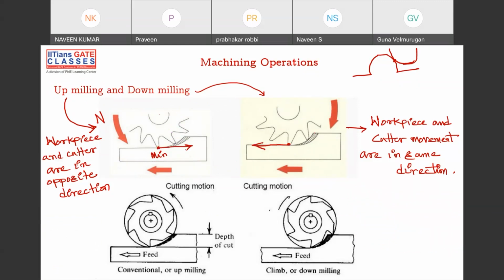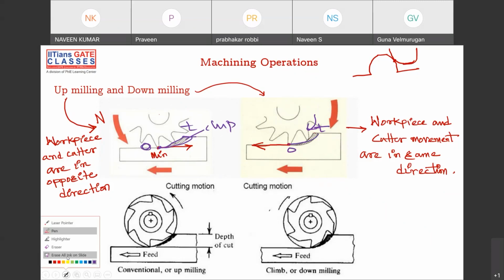A very important point here is that in up milling, you see the chip thickness is starting from zero. All the shaded part here is chip thickness. This is the chip actually, and it is starting from zero thickness to maximum thickness. And here it is starting from maximum thickness because the tool is coming from here, and it goes to zero. That is an important point. Very important point, right? Another important point is that you see here.